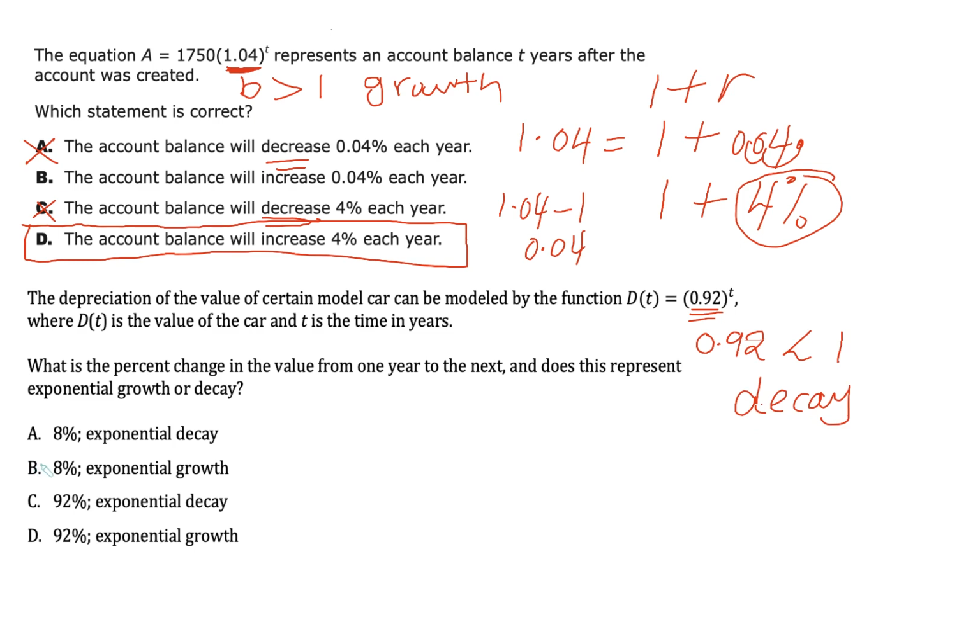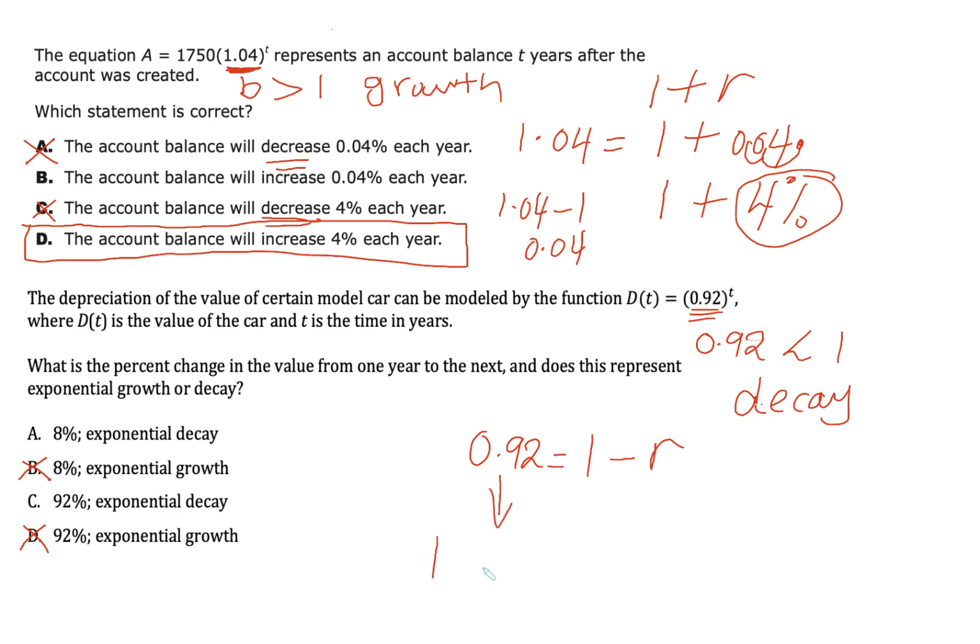So our answer is not B and it's not D. Those can be eliminated because they state growth. Now, is it an 8% or a 92%? I always tell my students when they're doing these problems, never choose what's in the parentheses. It's not 92. So we all know that the 0.92, we need to unpack that, which is actually 1 minus r. We got to figure out what the r is.